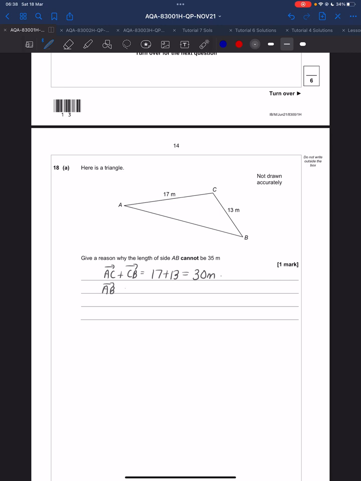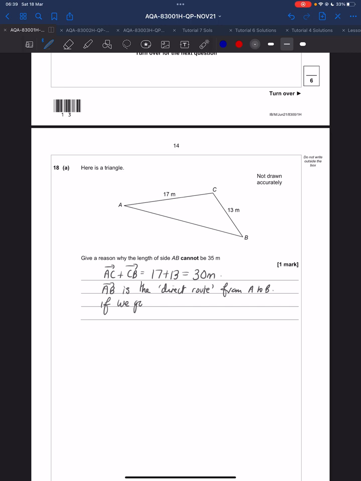A to B is the direct route from A to B. Now, if A to B, if A, that says it looks a bit weird then, wait a minute. A to B is the direct route from A to B.